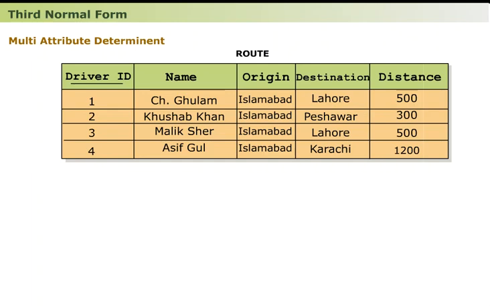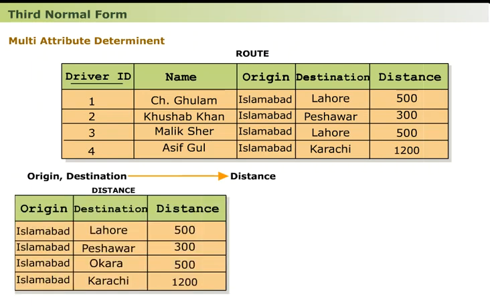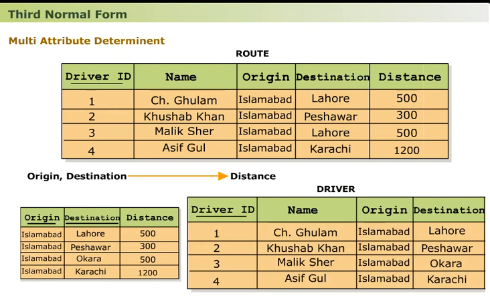The reason of all these anomalies is the existence of transitive dependency, but this time the determinant is composed of multi-attributes that are origin and destination. The table route is to be refined to third normal form by adopting the same decomposition rule as discussed earlier. The transitive dependency as shown is converted into distance table. The determinant of this transitive dependency, that is attributes origin and destination, becomes the composite key attribute of distance table. Add this composite key to driver table as a foreign key along with remaining attributes.